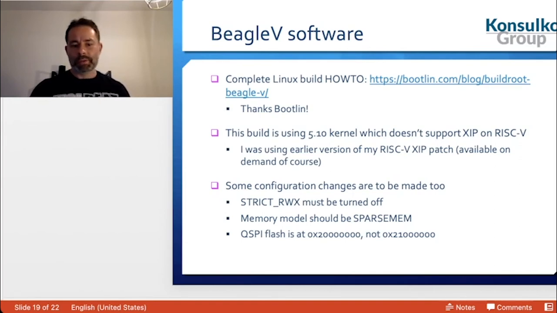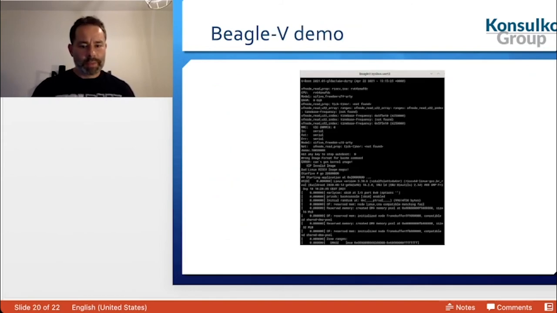Most of the tweaking was, in fact, changing the configuration, that is, turning off strict RWX configuration items, adjusting a little bit the QSPI flash address, and selecting sparse memory model. Well, apart from that, I don't remember anything substantial to be changed out there. And then we pass over to demo.